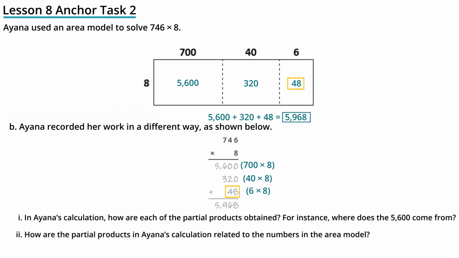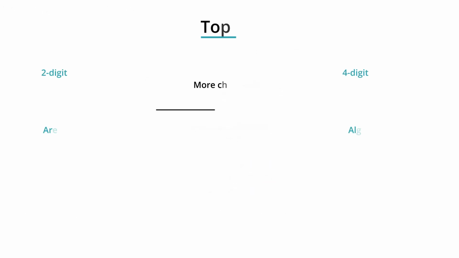Notice that Ayana computed her partial products starting with the largest place first and moving to smaller places, which many students might prefer since it more closely resembles how they compute in their area model. Computing from left to right is equally viable to computing from right to left when using the partial products algorithm. But we'll see in future anchor tasks that computing from right to left is necessary when using the standard algorithm.